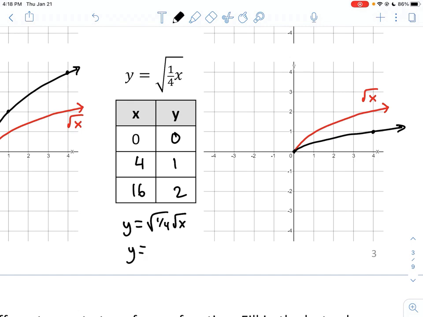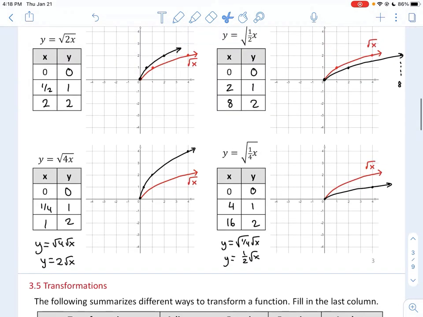And radical of a quarter is square root of the top, square root of the bottom, which is a half. So it turns out that in this case, a horizontal stretching by a factor of 4 is the same consequence as doing a vertical compression by a factor of 1/2. It's not always the case that a vertical stretching can be thought of as a horizontal compression, but in some cases that is true.